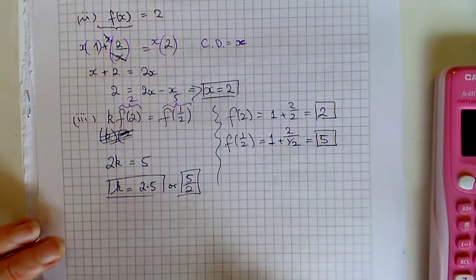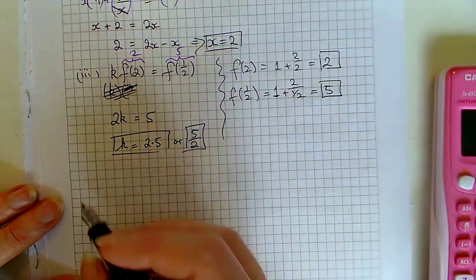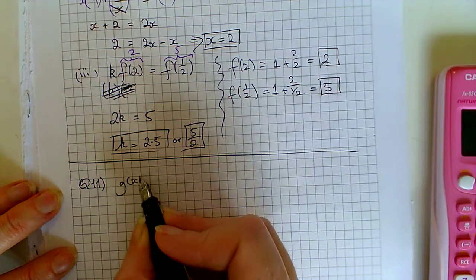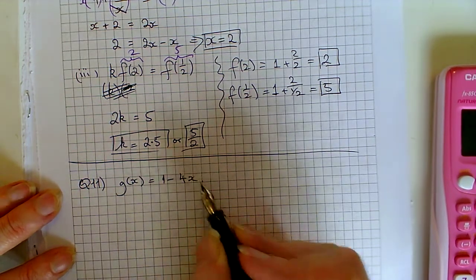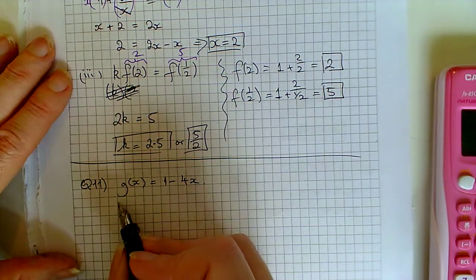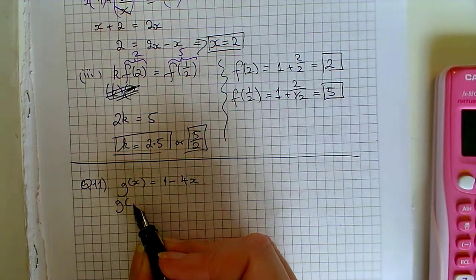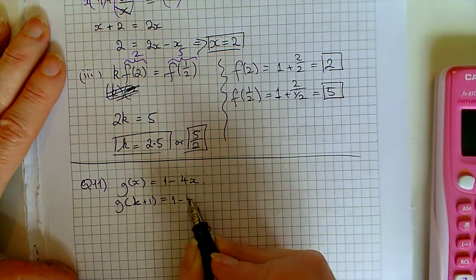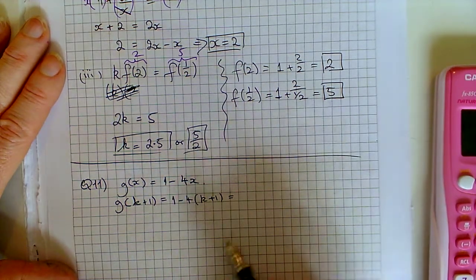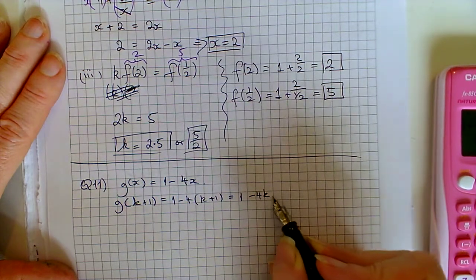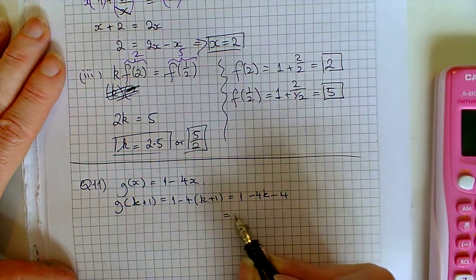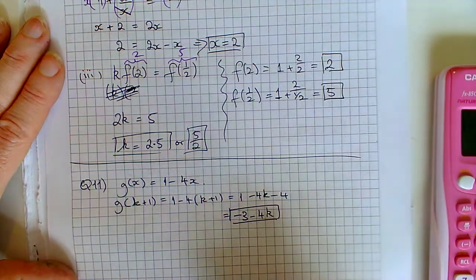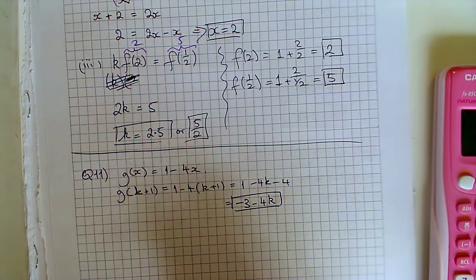Okay, that was all of question 10. Let's go on to question 11. We're told that g of x is 1 minus 4x, and we need to find g of k plus 1. So k plus 1 means that I'm replacing x with k plus 1 and multiplying out my brackets. 1 minus 4k minus 4, which is minus 3 minus 4k. And that's it. And that was part 1.